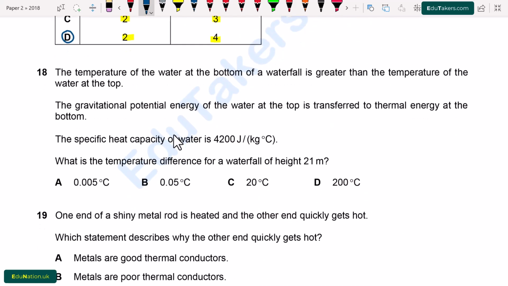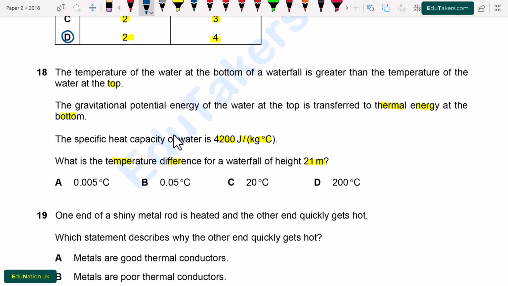Question number 18. The temperature of the water at the bottom of the waterfall is greater than the temperature of the water at the top. The gravitational potential energy of the water at the top is transferred to the thermal energy at the bottom. The specific heat capacity of the water is 4200 joule per kilogram per degree C. What is the temperature difference for the waterfall of height 21 meter? So basically here we have to compare the gravitational potential energy with the amount of heat that is required for the heat capacity.